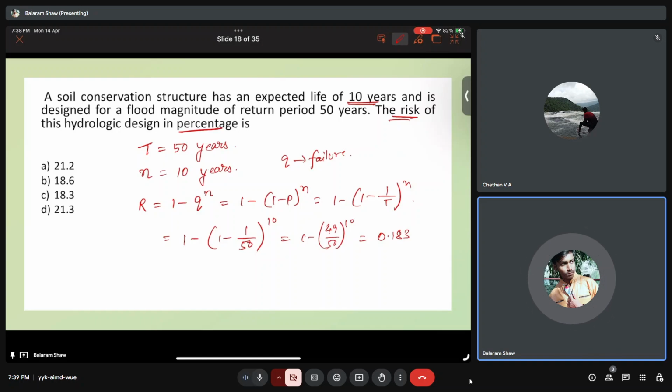Okay, so the question was in percentage, so just multiply that by 100. That is 18.3%. Okay, so the correct answer is C, that is 18.3%.